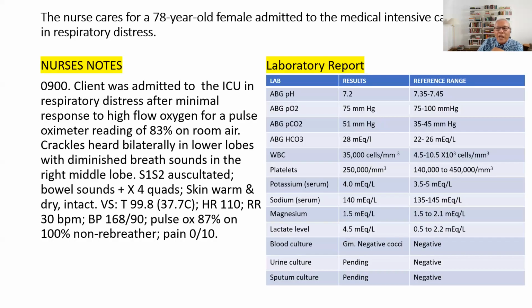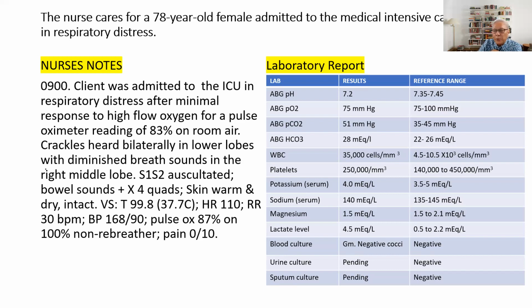So we now go to the case study. And so for those of you who had the opportunity to answer them, you probably are already familiar with the case. But this is a case of a 78-year-old female admitted to the medical ICU in respiratory distress. So at 9 o'clock, the nurse's notes indicate that the client was admitted to the ICU in respiratory distress after a minimal response to high-flow oxygen for a pulse oximeter reading of 83% on room air.